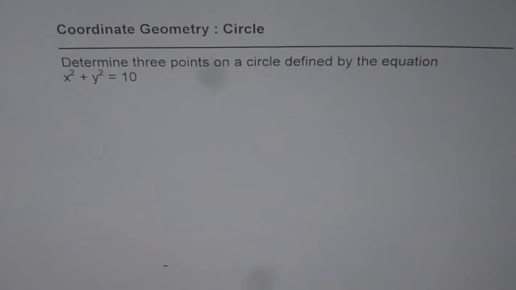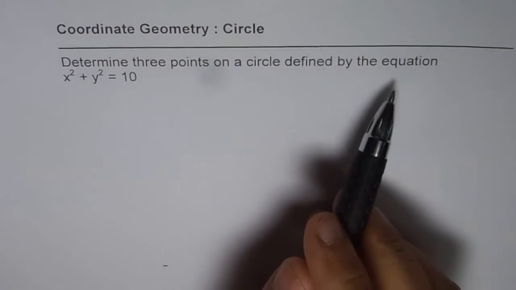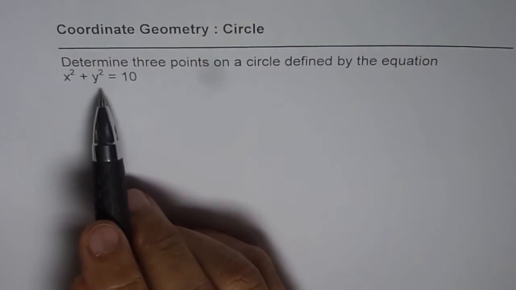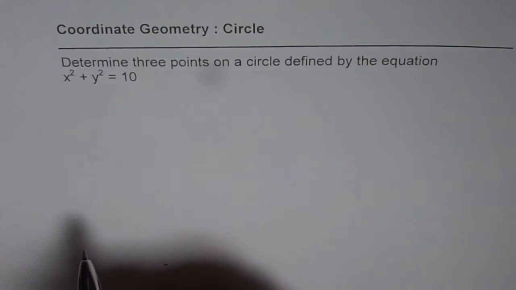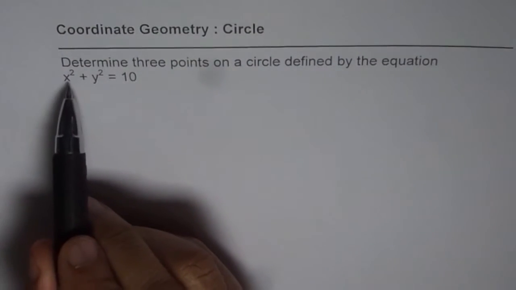I'm Anil Kumar, and in this video we'll practice how to find different points on the given graph of a circle. The question here is, determine 3 points on a circle defined by the equation x squared plus y squared equals 10. Now to find points on a circle, we can assume different points for x.